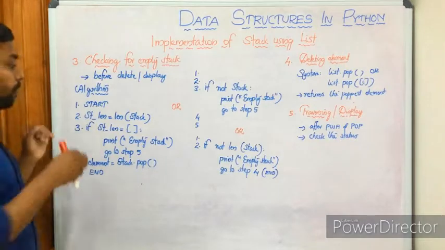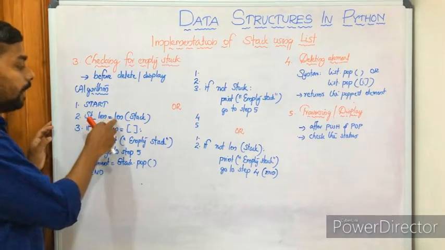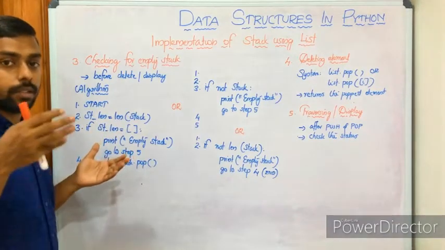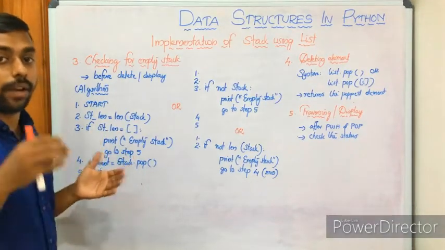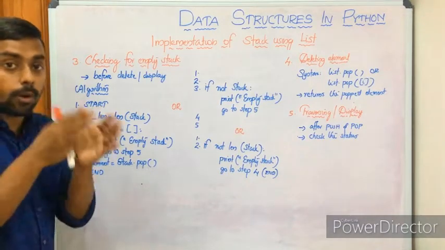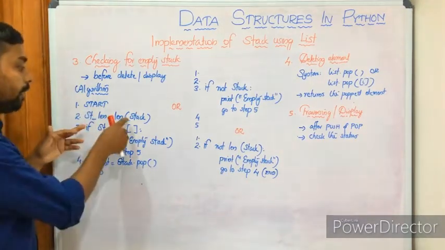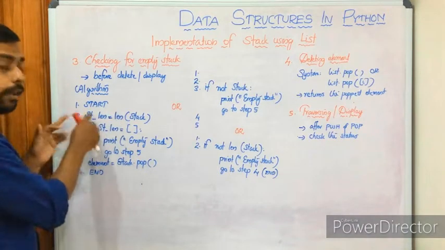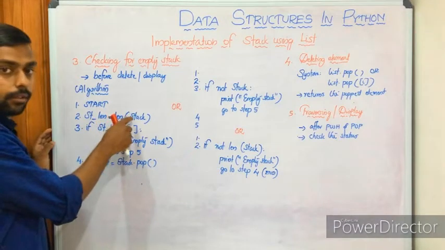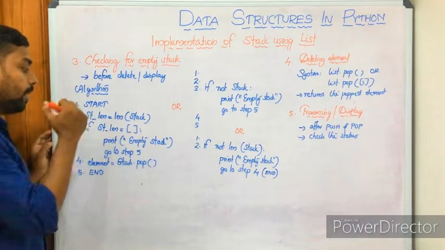Here is the first algorithm. Start, stlen equal to len of stack. What is len of stack? We know len is a function that returns the length of an item. Here it is the stack, so the length of the list, meaning the total number of elements in the list, will be returned to the stlen variable. The len function finds the length of the stack and returns it to stlen.